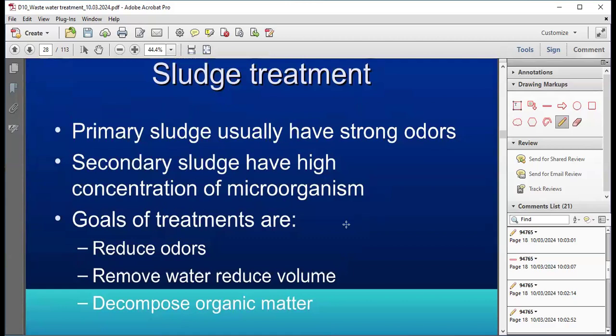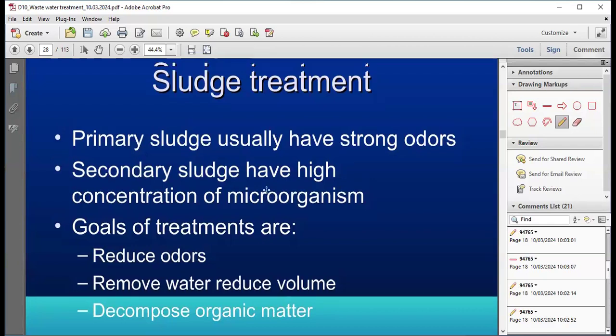The sludge treatment, this one. The primary sludge usually has strong odors. Odors means there's a... we already studied the odors. Pure water has no odors. The properties of good water: no odor, no taste, no color, and approximately neutral pH. So this one, right, sludge treatment.